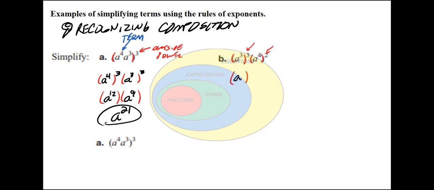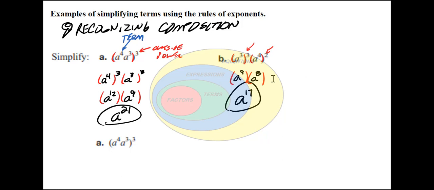This will give me a factor of a to the 3 times 3, or 9. And then this factor over here, a to the 4th squared, we multiply exponents, that'd be a to the 8th. So now again, we have just common base exponents, so we'll add those exponents, a to the 9 plus 8, or 17th power.